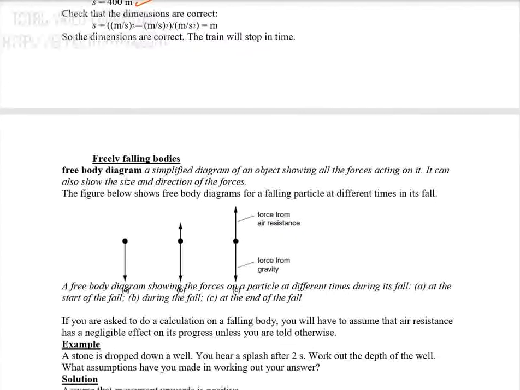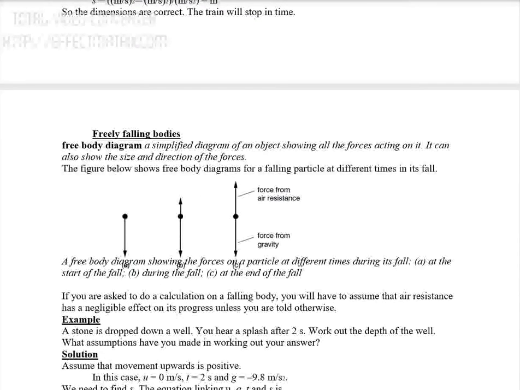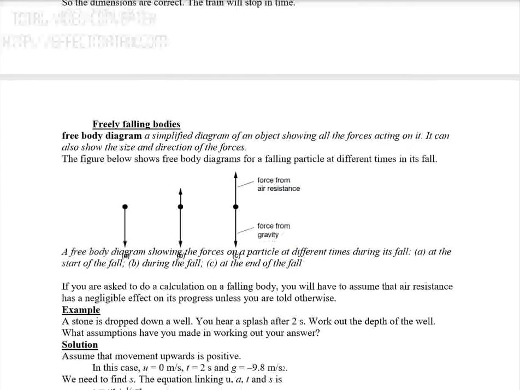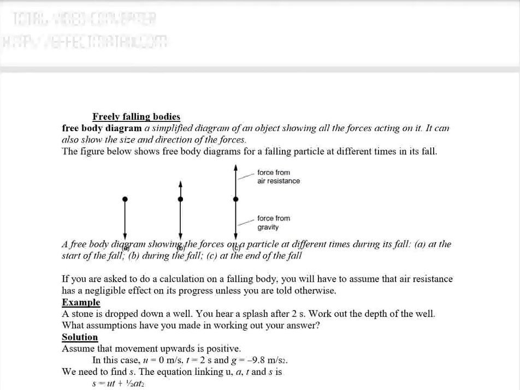One example of this uniform accelerated motion is free falling. Free falling is a body or an object showing all forces acting on it, and it can also show the size and the direction of the force. Therefore, initially, we have 3 pointers: this one is A, this one is B, and this one is C.